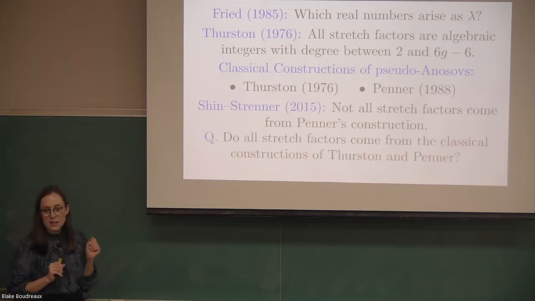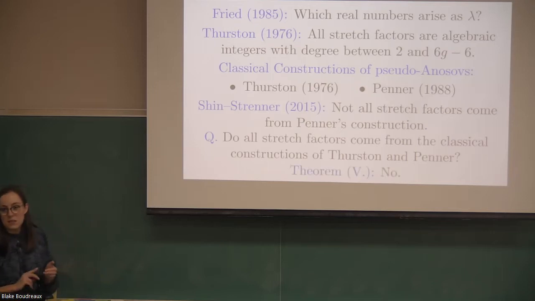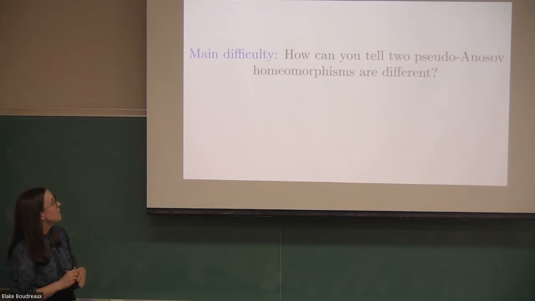So now you can ask a second question. Can all pseudo-Anosov mapping classes come from the constructions of Thurston and Penner? And in my thesis, I was able to show that that's also not the case. So the main difficulty in studying a problem like this is, when I have 2 pseudo-Anosov maps, how do I know I can tell them apart?